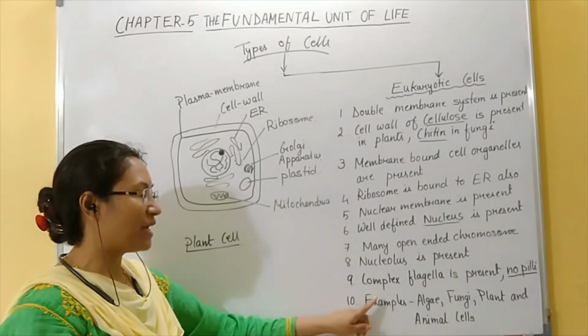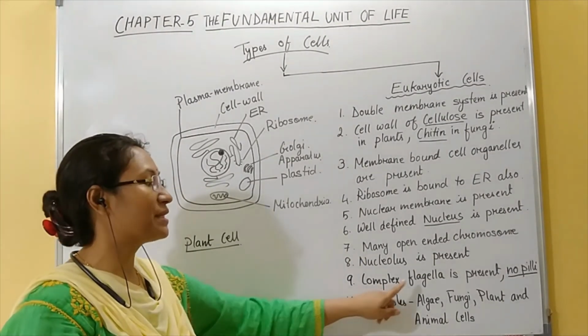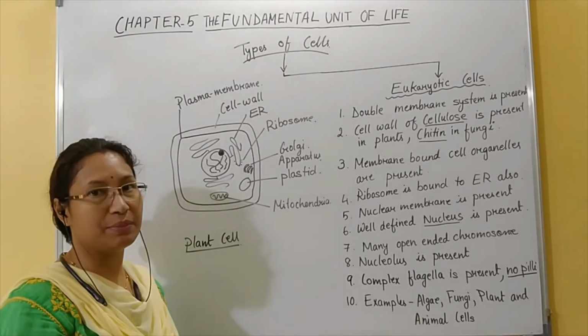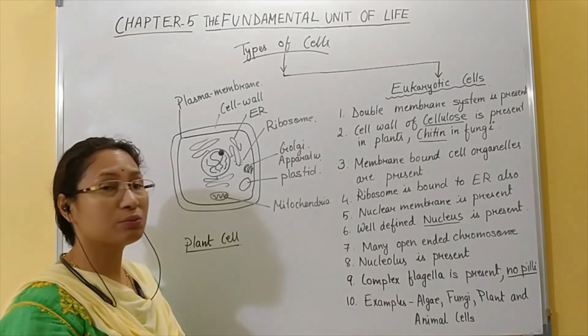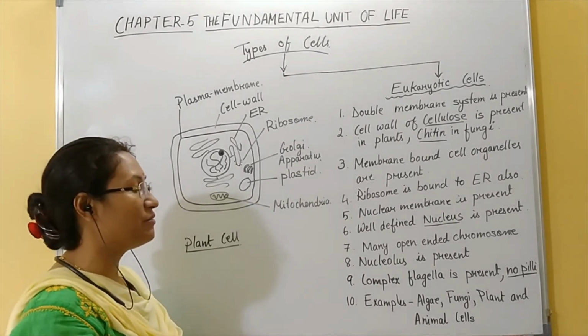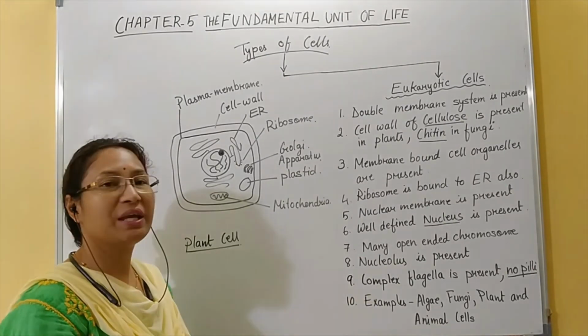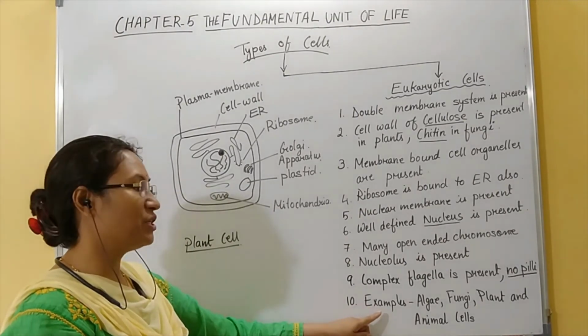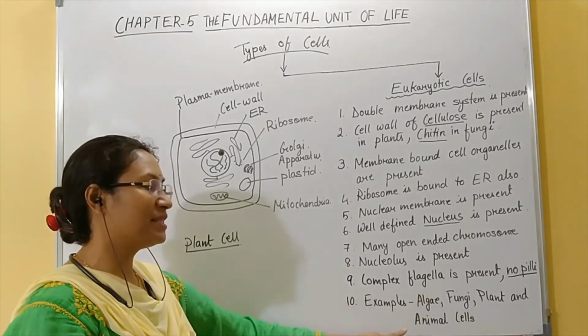And sometimes they will also have a complex flagella. The flagella which is present in the prokaryote is a very simple type, and when it comes to the eukaryote, they will have a more complex flagella, and they do not have any pili. And the examples you already know: algae, fungi, plant and animal cells.